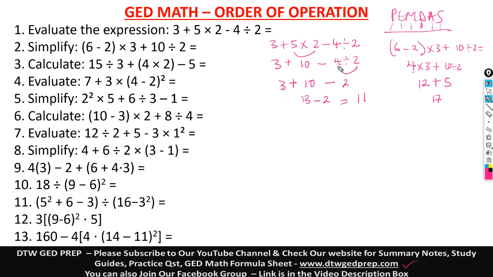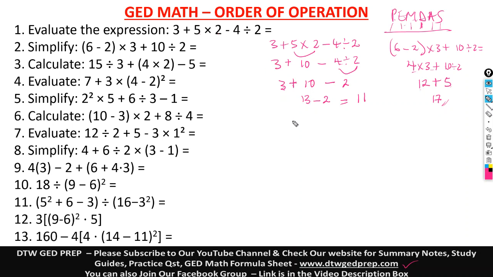Do you see that? So you can see where PEMDAS is very important, because you can make a mistake by doing 3 times 4, 10, 3 plus 10, which will make our answer entirely different from what we have gotten here. Now let's go to number 3.